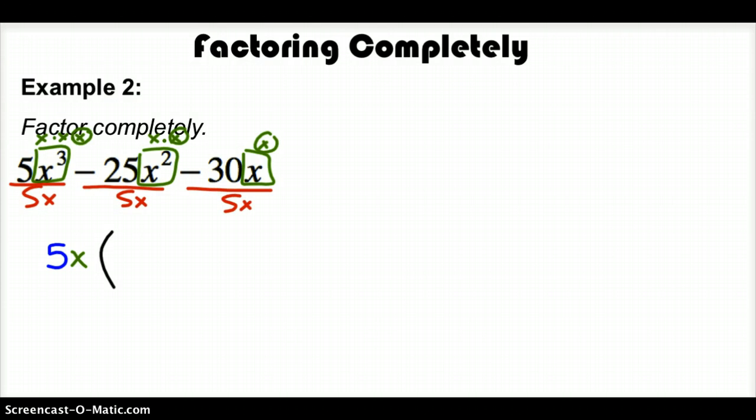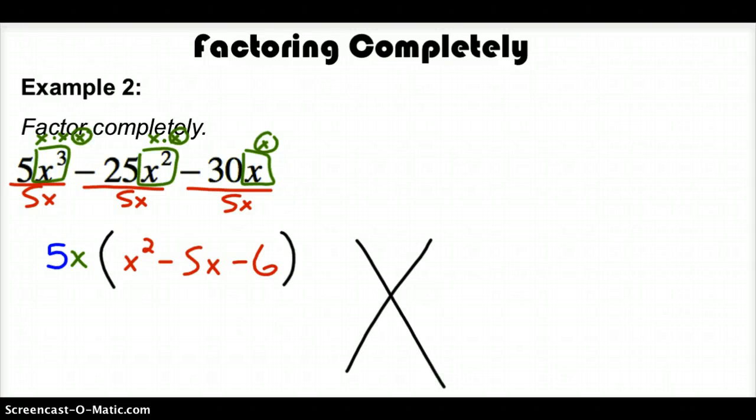So 5x cubed over 5x will just give me x squared. Negative 25 divided by 5 will give me a negative 5, and then x squared over x will just leave me with x. And then finally, I've got negative 30 over 5 will give me a negative 6, and then x over x will just divide to 1 there. So now I have a monomial multiplied by a trinomial, and I'm going to go ahead and see if I can factor this part using my x chart.